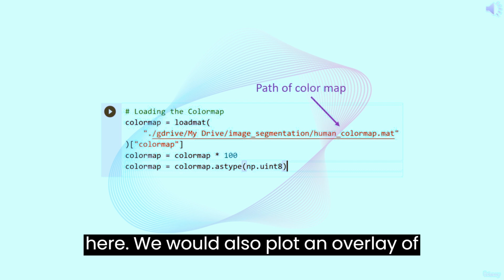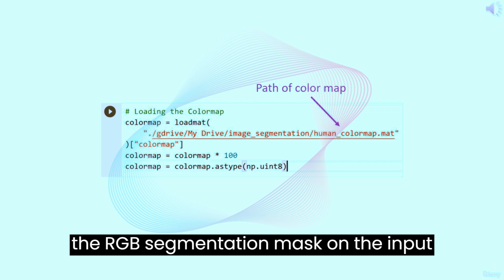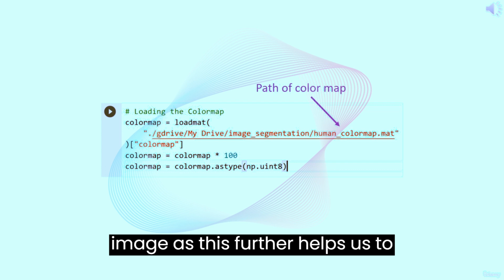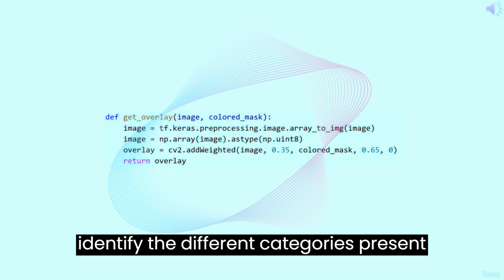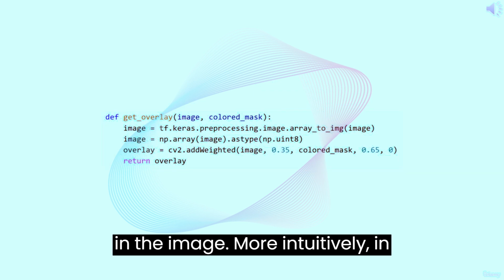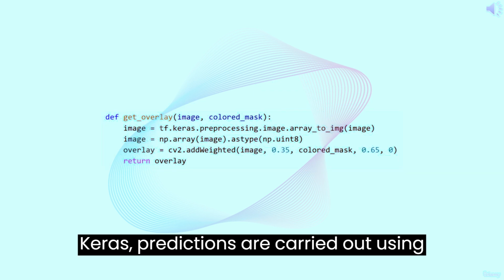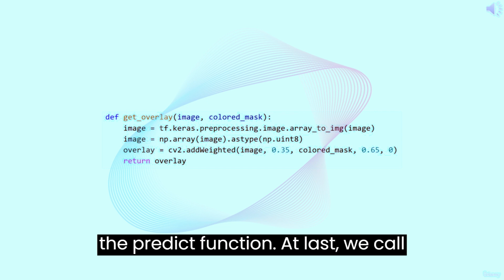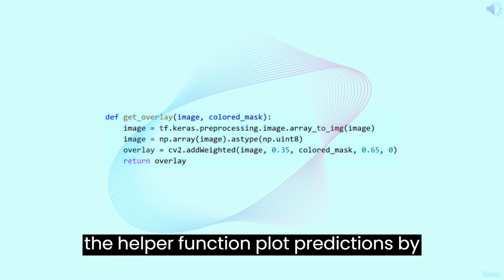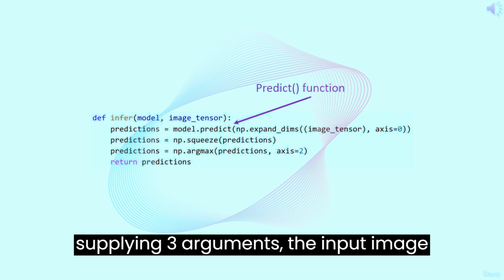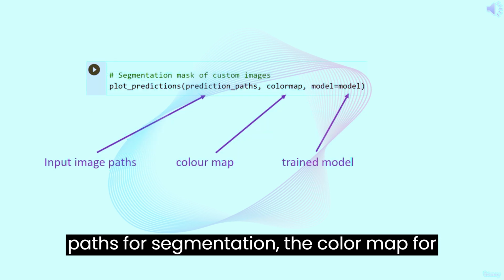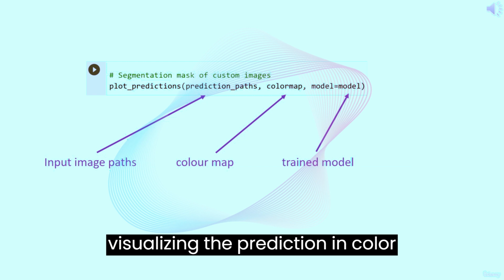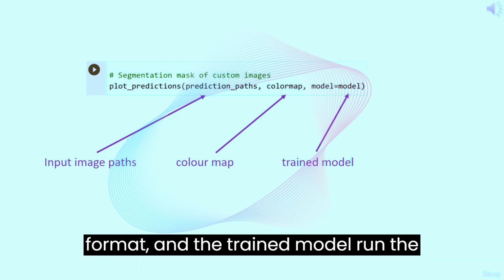We would also plot an overlay of the RGB segmentation mask on the input image, as this further helps us to identify the different categories present in the image more intuitively. In Keras, predictions are carried out using the predict function. At last, we call the helper function plot predictions by supplying 3 arguments: the input image paths for segmentation, the color map for visualizing the prediction in color format, and the trained model.